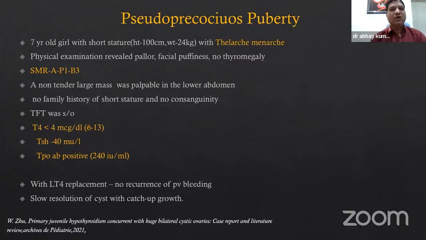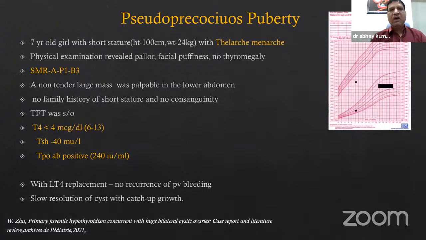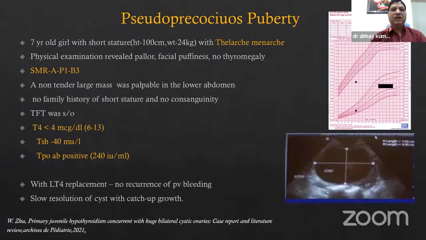Their breast development also comes back to normal. There is a slow resolution of the cyst and the patient starts developing catch-up growth. So this is precocious pseudopuberty in the classical case. You see the large cyst in the ovary.